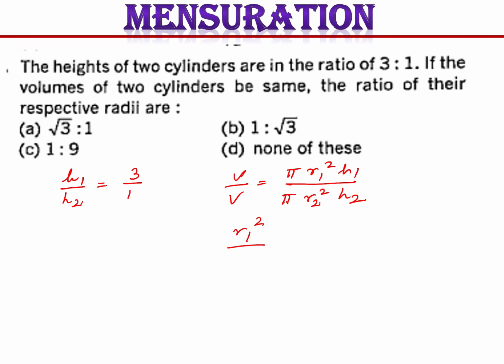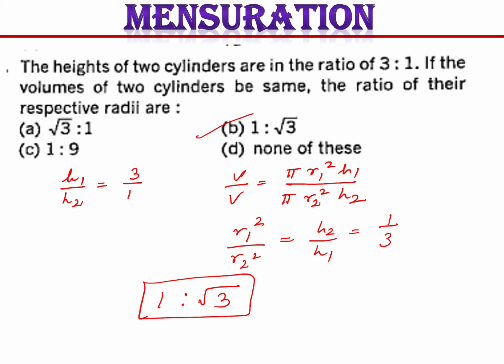I get R1 square by R2 square is equal to H2 by H1, and this is 1 by 3. Right? So I just have to take the square root. My answer will be 1:√3. So B option is the correct answer. Hope this question is clear to all.